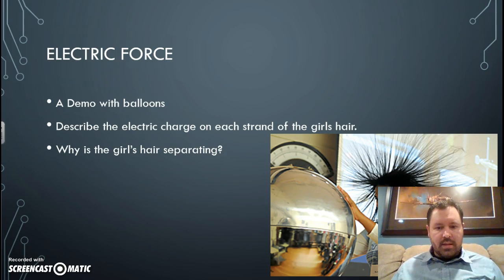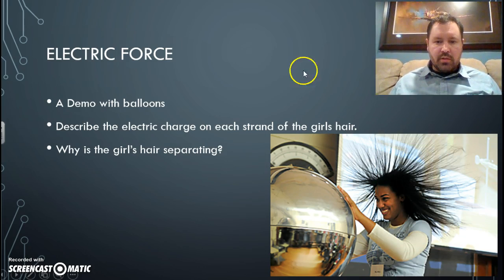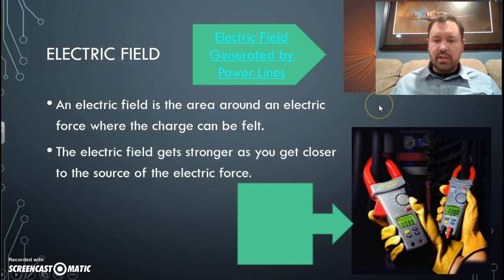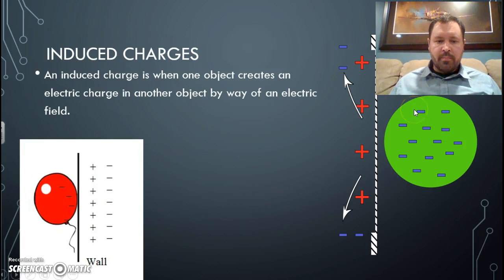We also said that if using something like a Van de Graaff generator, which you can see down here in the corner, this girl has negative charges all through her hair. Therefore, those negative charges repel each other, and each hair repels from itself. There is an electric field that's generated as electricity flows through something. So these tools down here don't actually have to tap into the wire itself. They simply measure the electric field, and they can measure the strength of the current running through those wires.